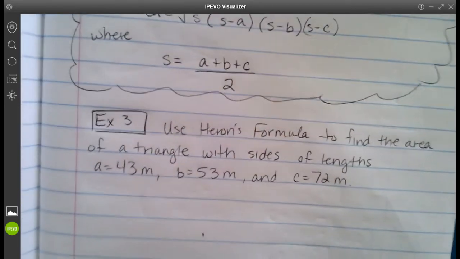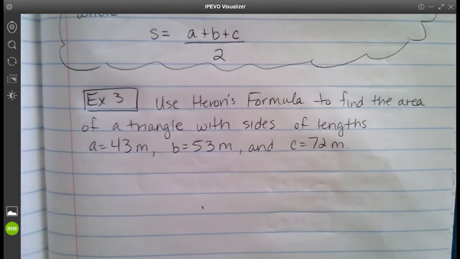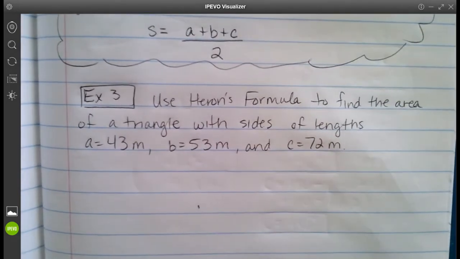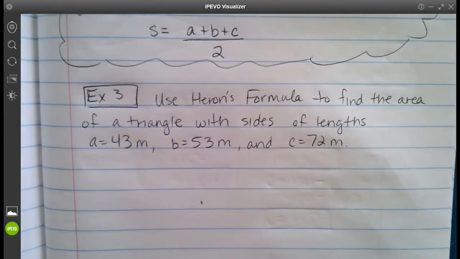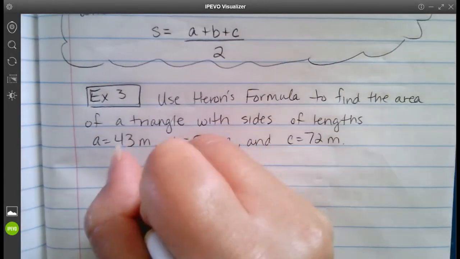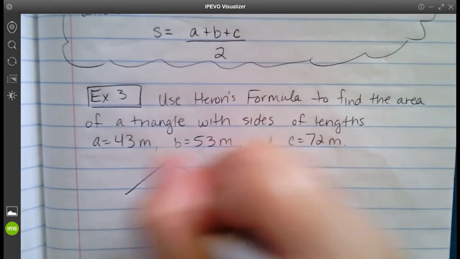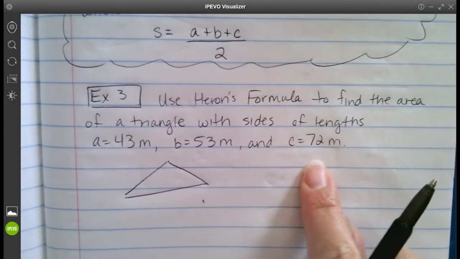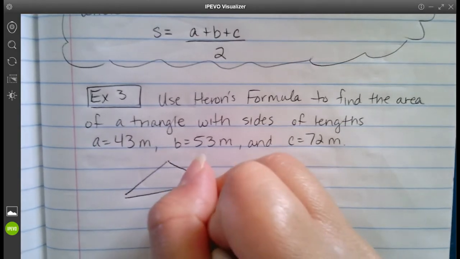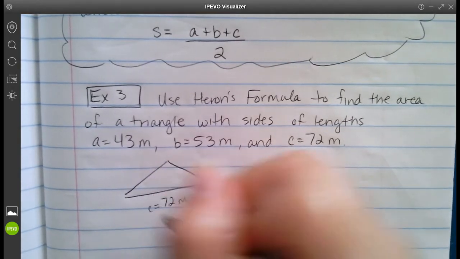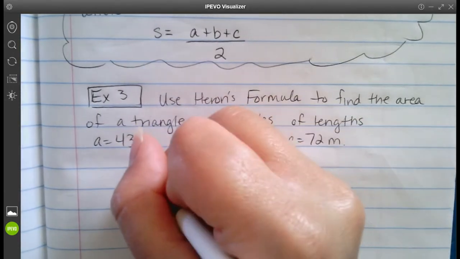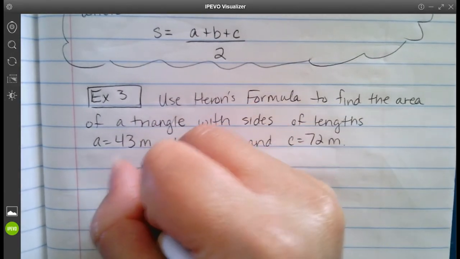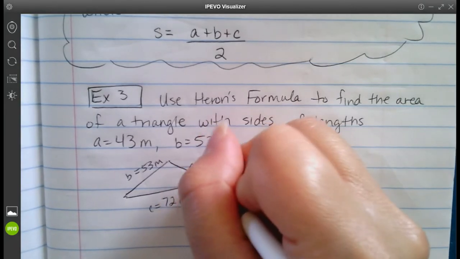And I'm not going to color code for this one because I think we get the idea by now. Example 3. Use Heron's formula to find the area of a triangle with sides of lengths A equals 43 meters, B is 53 meters, and C is 72 meters. So I'm going to draw the triangle at least because why not? Let's see, the longest one is going to be 72 meters. So C is equal to that one. This one looks longer than the other ones. I'm going to say B is 53 meters over here, and little a is going to be 43 meters.